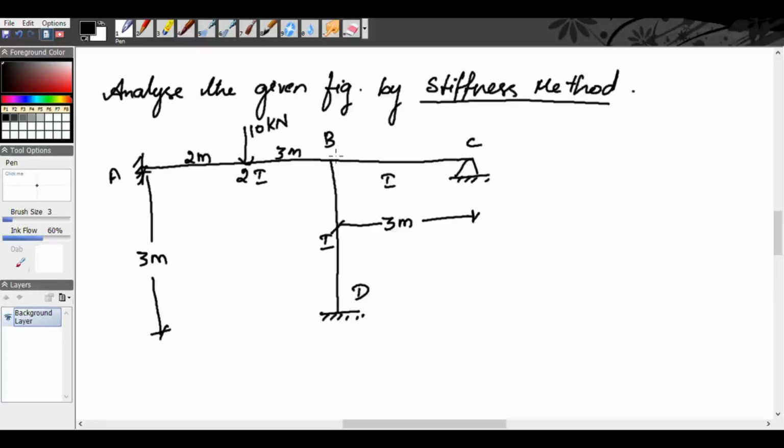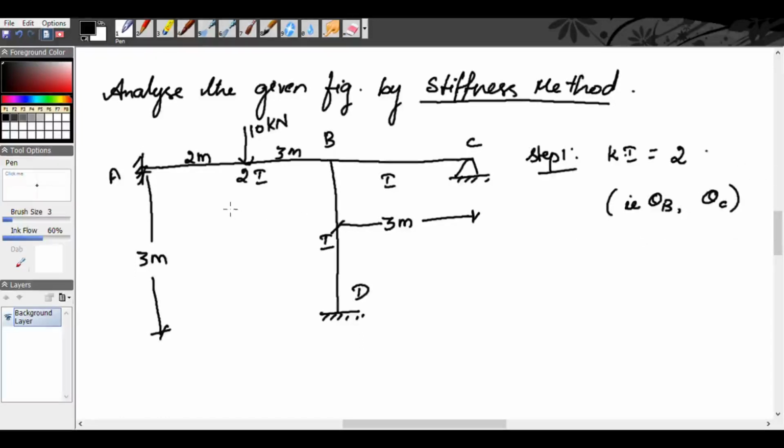For this problem, as usual, in step 1 we will find the kinematic indeterminacy. The kinematic indeterminacy for this problem is 2, that is, rotation at B and rotation at C. So these two are the kinematic indeterminacies. Naturally, we will have two system coordinates, R1 and R2. Now we will find the system coordinates.